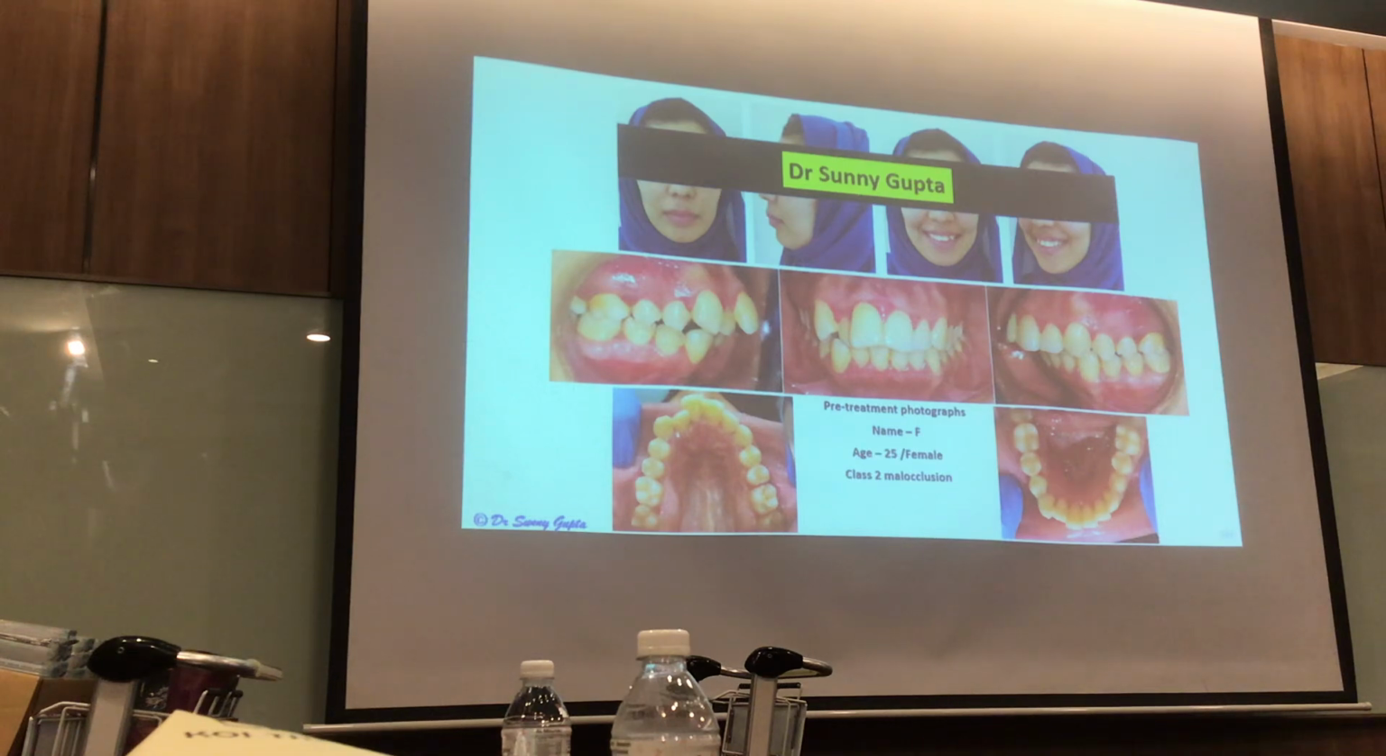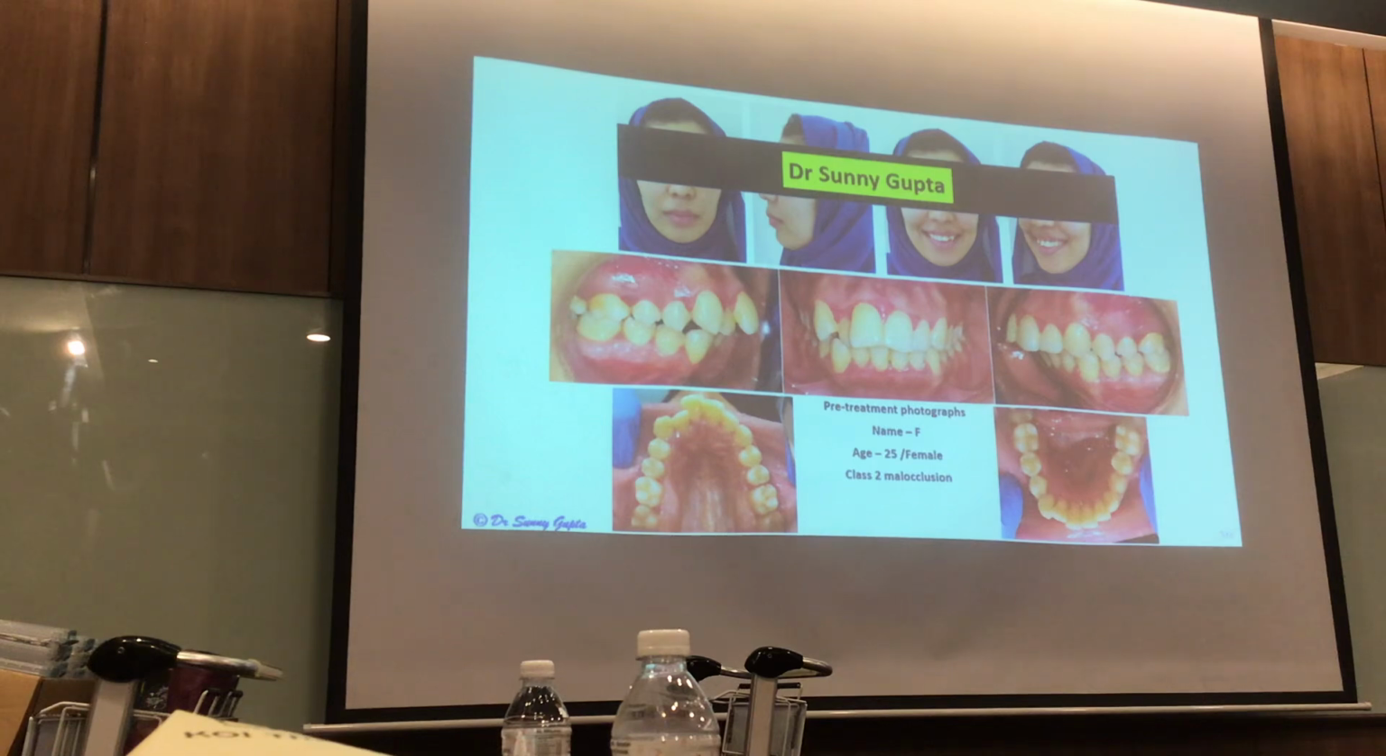Lower arch crowding or spacing? Upper arch crowding mild, moderate, severe? Mild. Mild to moderate or mild? Lower arch crowding mild to moderate or severe? That means we have two objectives. Upper teeth proclined or normally inclined? Proclined. Lower teeth normally inclined or proclined? Proclined. If you are confused, you can go on to the bottom.